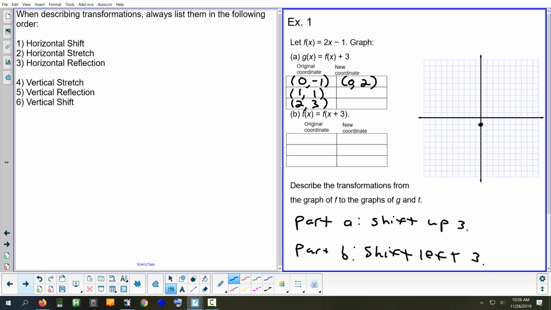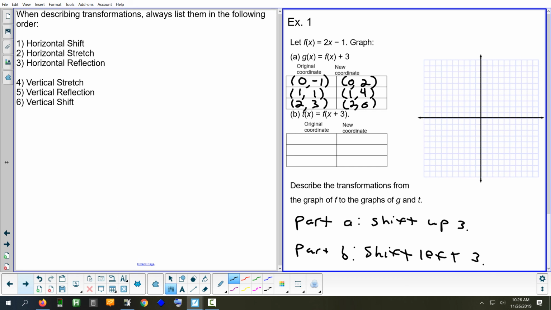Right. How about the coordinate 1, 1? Where would that one go if you shifted it up 3? 4. Just up. It's not going left and right. It's just going straight up. 1, 4. Yep. And what if you shifted 2, 3? Up 3. Where would that one go? 2, 6.